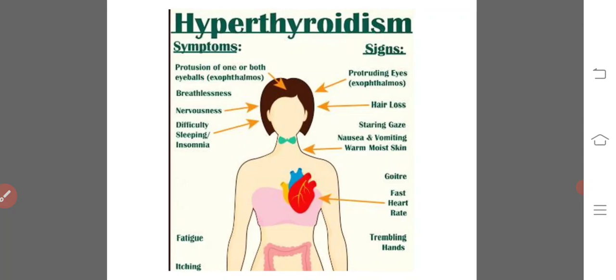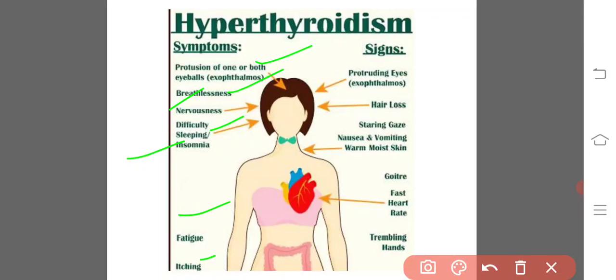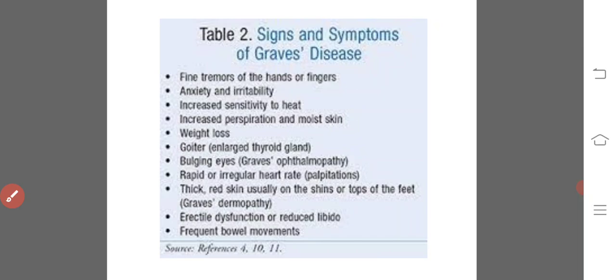If you observe the signs and symptoms of the hyperthyroidism: protrusion of one or both eyeballs, exophthalmos, breathlessness, then nervousness, difficulty in sleeping, insomnia, fatigue, itching, and protruding eyes, hair loss, staring gaze, nausea and vomiting, warm moist skin, goiter, fast heart rate, trembling of the hands. These all are the signs and symptoms of the hyperthyroidism.